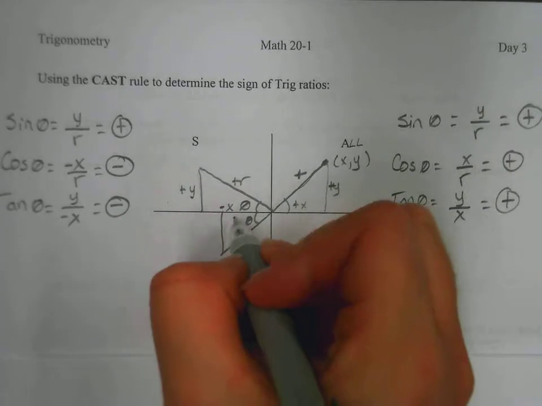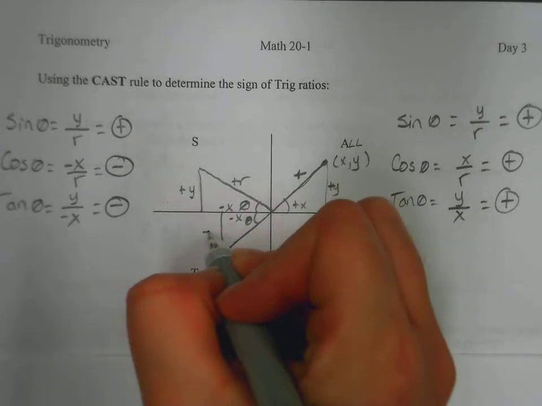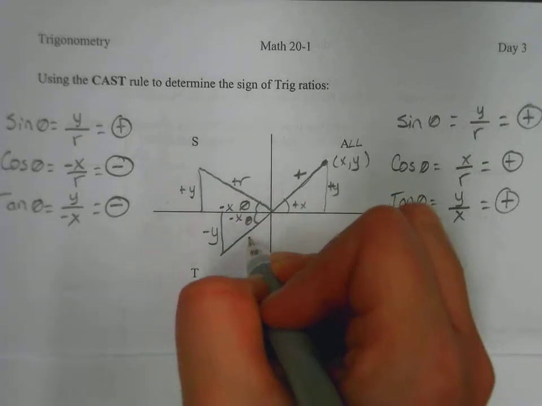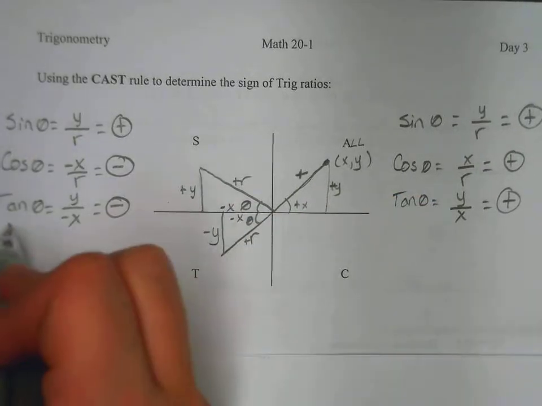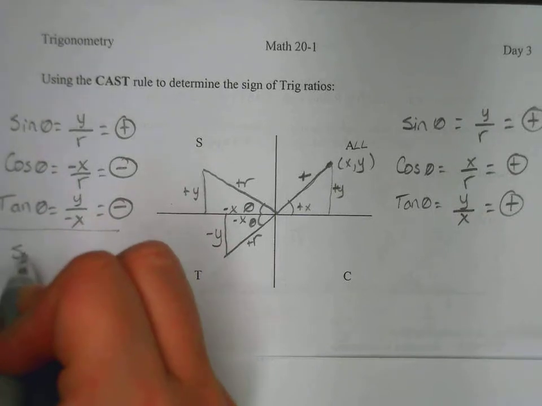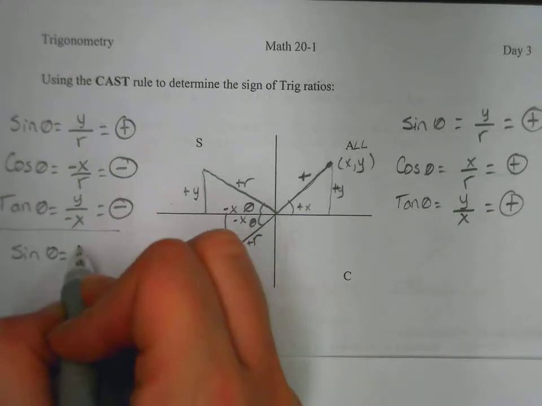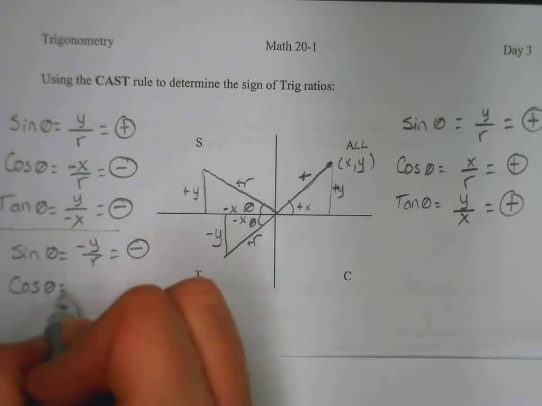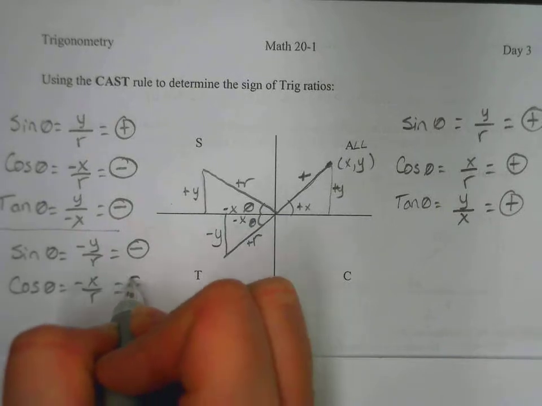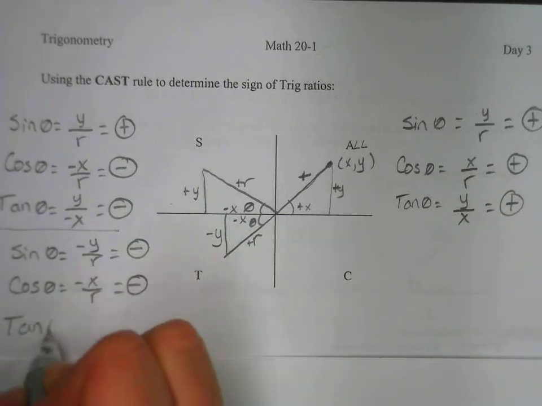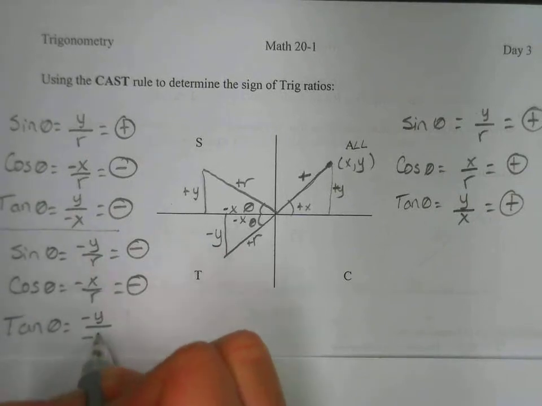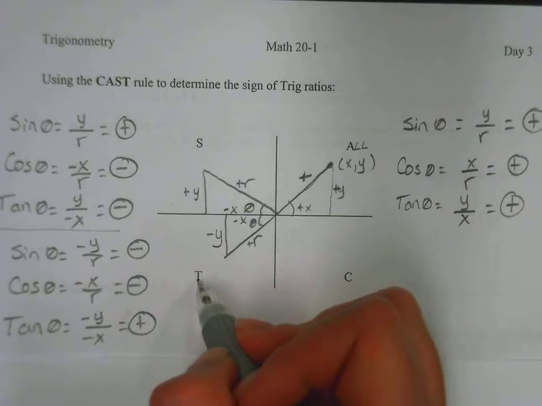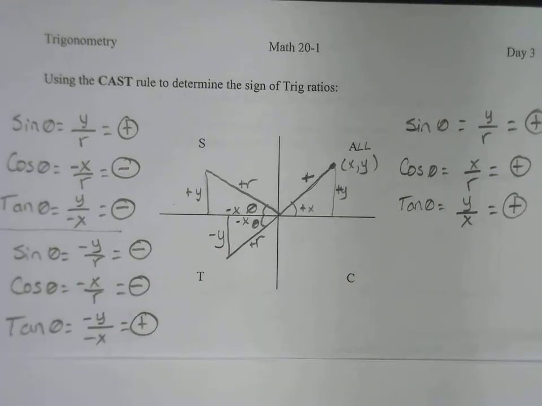So moving on to our third quadrant. If this is our angle, again our X value would be negative and our Y value would also be negative. Using Pythagoras, if I square a negative, I still get a positive R value here. So thinking about my ratios again, my sine ratio would be a negative Y over R, which would be a negative ratio. Our cosine ratio would be a negative X over R, which would be a negative ratio. And our tangent ratio would be a negative Y over a negative X, which ends up being a positive ratio. So the only thing in this quadrant that is positive is our tangent ratio. So that's where the T comes from.